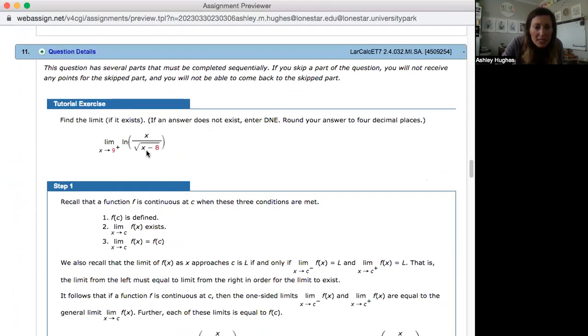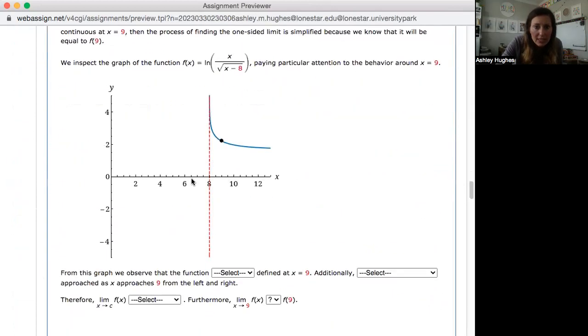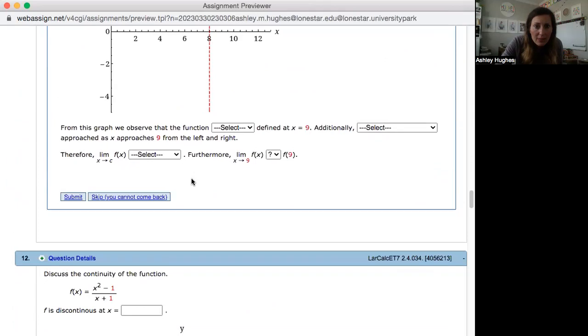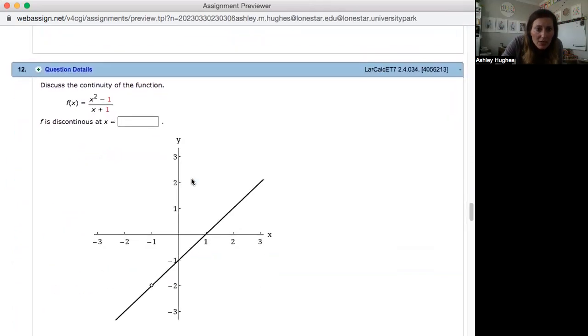So if I plug in this 9, I get 9 minus 8. That is the square root of 1. So I get 9 over the square root of 1, which is 9. And so that does exist. The natural log of 9 exists.